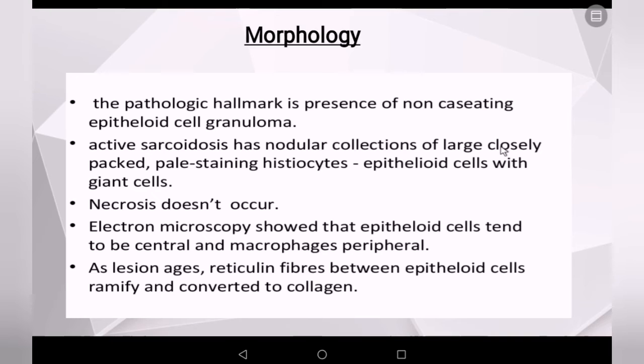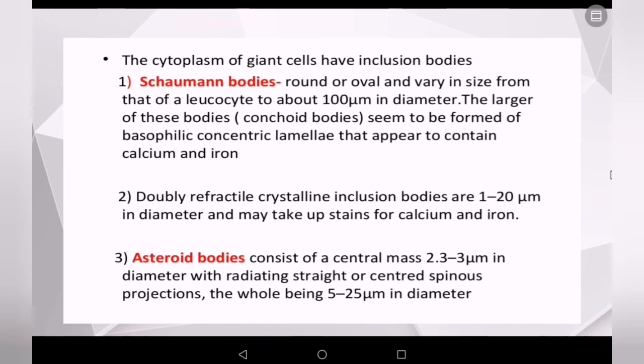As the lesion ages, reticulin fibers between the epithelioid cells ramify and convert to collagen. The cytoplasm of the giant cells have inclusion bodies, which are the Schaumann bodies and the asteroid bodies. Looking at the Schaumann bodies, these are round or oval and vary in size from that of a leukocyte to about 100 micrometers in diameter. The larger of these bodies, the conchoid bodies, seem to be formed of basophilic concentric lamellae that appear to contain calcium and iron.